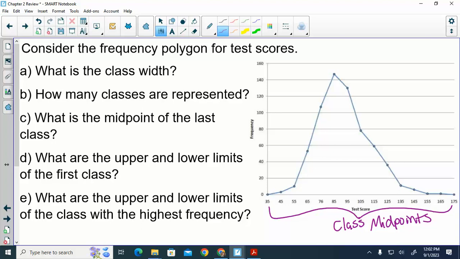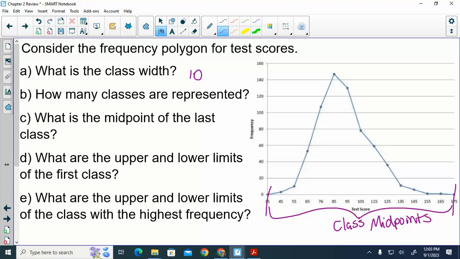So that means the first and last points are made up and set to a frequency of 0 just so it connects. Okay? So if I asked you this one, what is the class width? That's how far from one class to the next. What would that be? 10. How far from the beginning of one class to the beginning of the next? So it's a total of 10 if you subtract those.